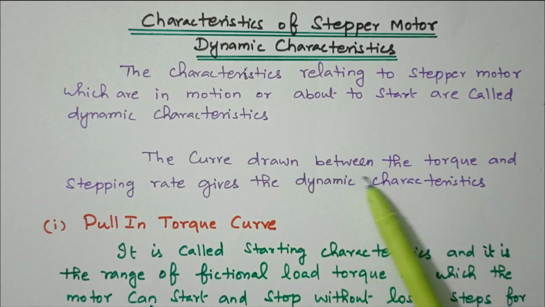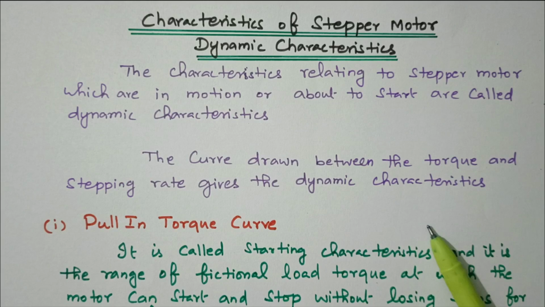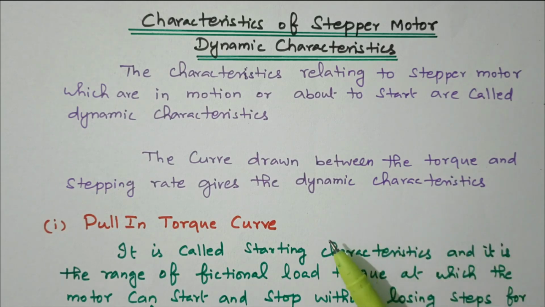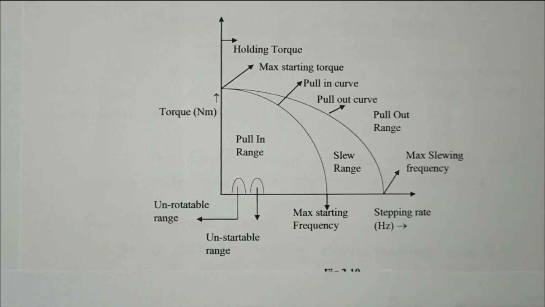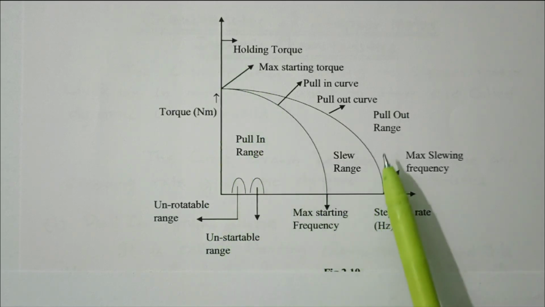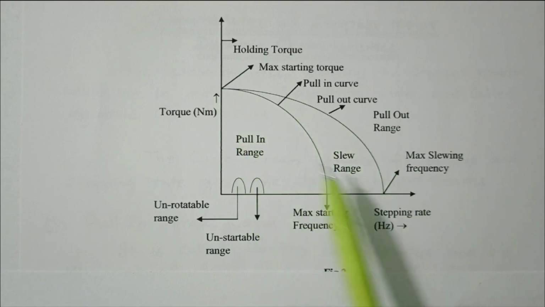The curve drawn between the torque and the step rate gives the dynamic characteristics. Now we'll see the diagram, then we'll go through the different parameters. So this is the dynamic characteristic. On the x-axis we have step rate, and on the y-axis is the torque. There are two curves available.